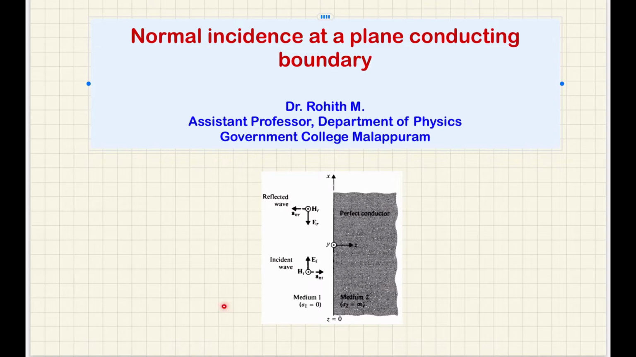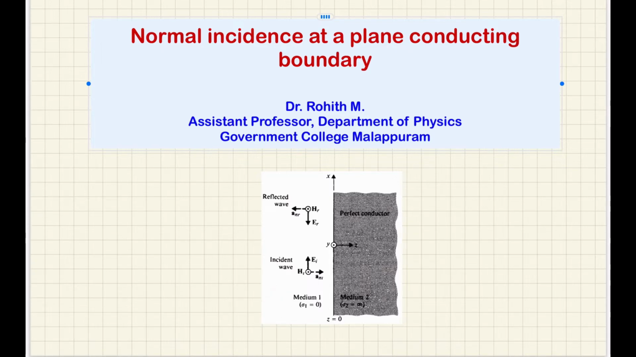So we have a medium 1. We assume medium 1 to be lossless, in the sense that sigma 1 will be 0, the conductivity of the medium will be 0, and the second medium is a perfect conductor, so the conductivity sigma 2 will be infinite. Here the impedance of the second medium will be 0, and medium 1 will have a finite value for the impedance.